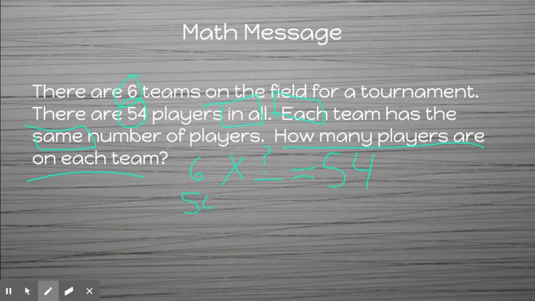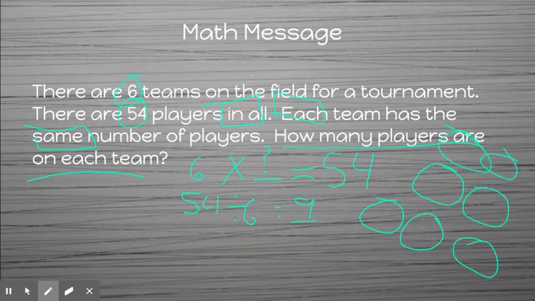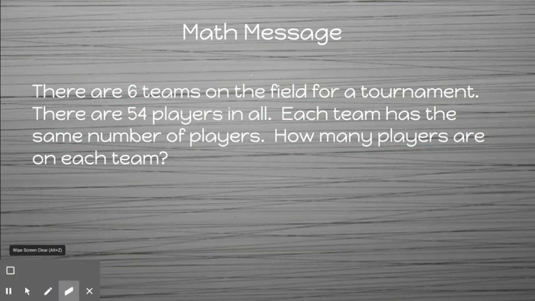Again, thinking about our fact families, I'm going to do 54 divided by 6. I want it so that my unknown number is going to be on the equal side. So 54 divided by 6. I remember this from the last problem, and I know that my answer is 9. I could have easily drawn out 6 circles and then split 54, but that would take a lot of time, and so I didn't want to do that at this point. So it would be 9 players on each team.